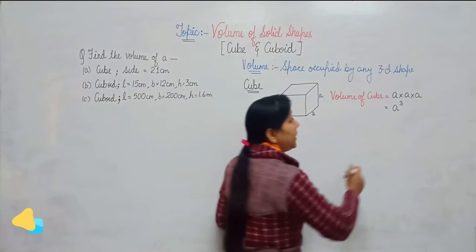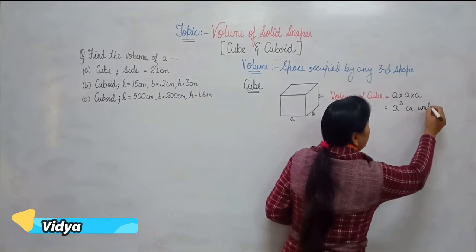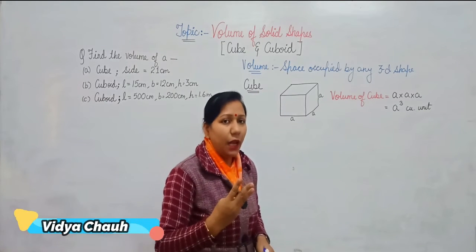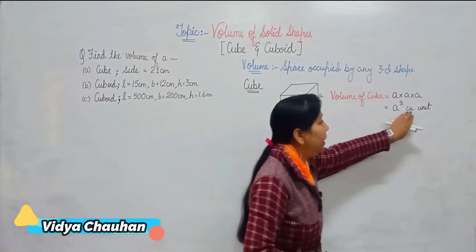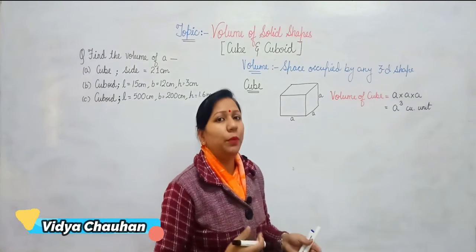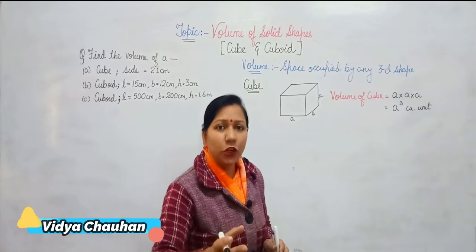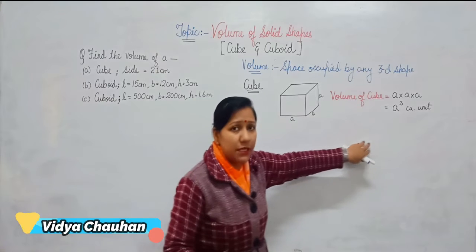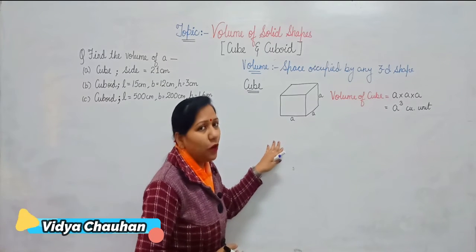Now coming to its unit. Its unit will be cubic unit. Cubic unit means basically we are multiplying three dimensions, so its unit will also get a power of 3. That is why we call it cubic unit. So it could be cubic centimeter, cubic millimeter, cubic meter or cubic kilometer. Whatever answer you get after multiplying the numerical values, you have to put cubic centimeter or cubic meter or cubic millimeter, like that. Clear students? So this is our first shape, the cube.